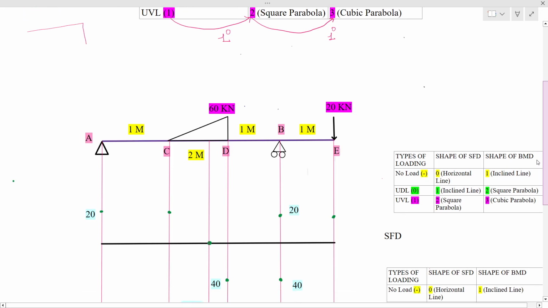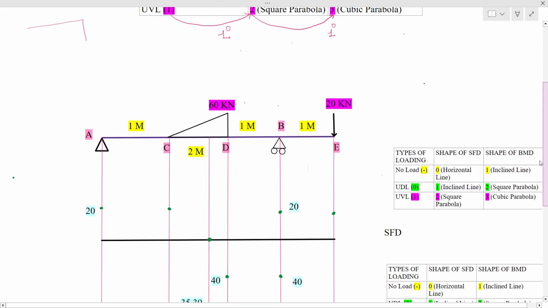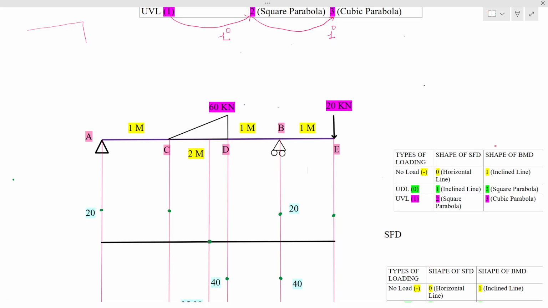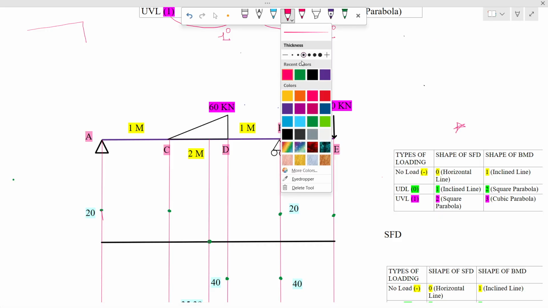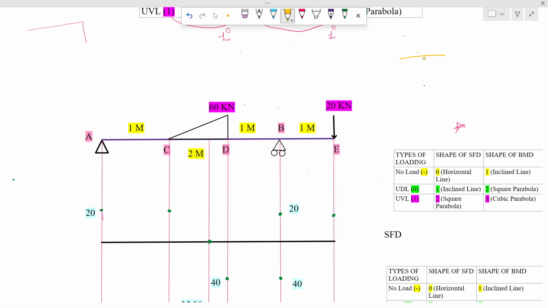So this is one problem. I have already solved this problem. I am just going to show you how to apply this trick. So this is the table. Here you can see there is a 20 kilonewton load. This is the shear force diagram. I will just increase the font size. I'll take the yellow, and this is the line. So this is 20.